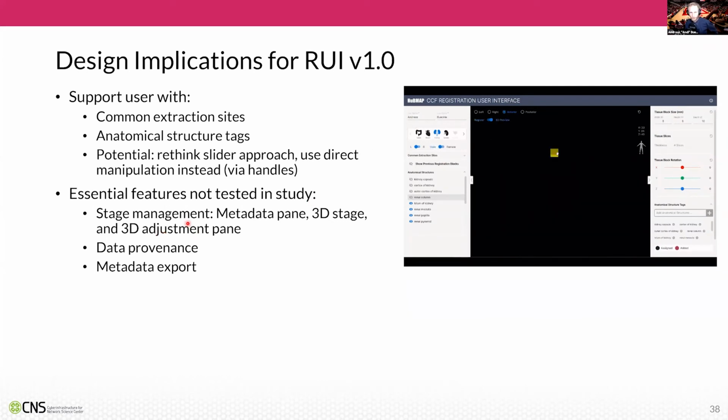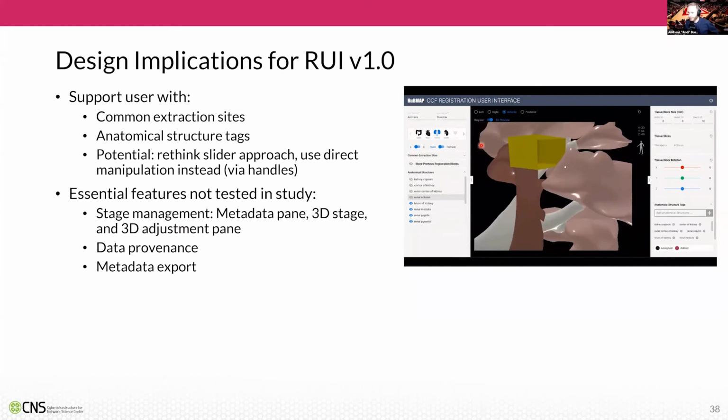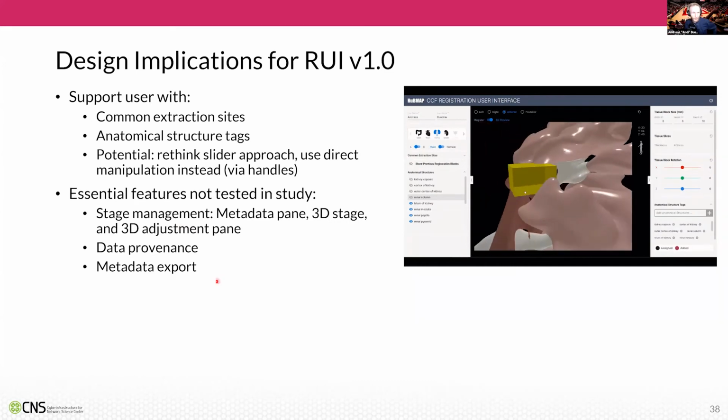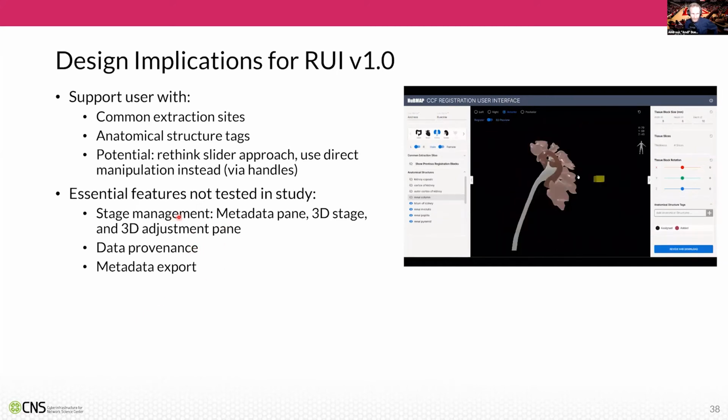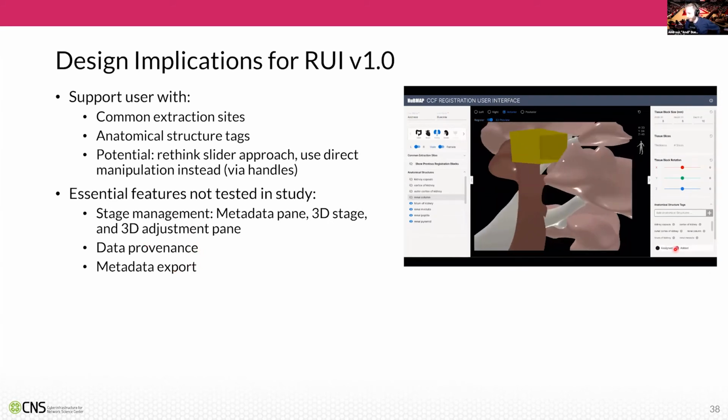So this is something where clearly the 2D interface is superior. And of course, this is not something that was part of the user study. These three stages are very important for data provenance, indicating where the data comes from. And of course, we can also export the metadata here.